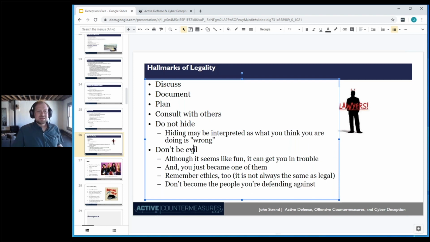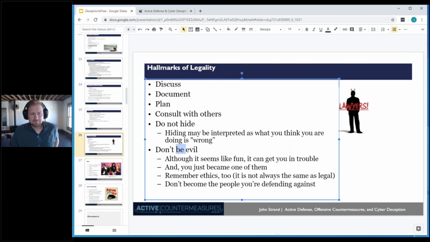I would also say don't be evil. This means don't break into an attacker's computer system and start taking pictures of the attacker and then going through and getting their browser history. Don't be evil. Just because you think that you are the good person in this situation does not mean that you are, right?